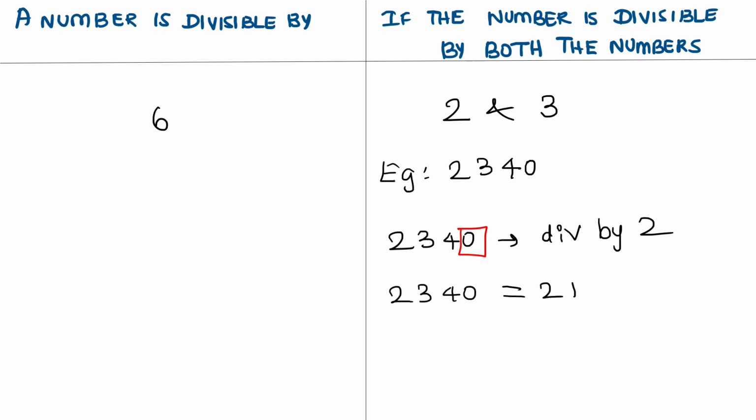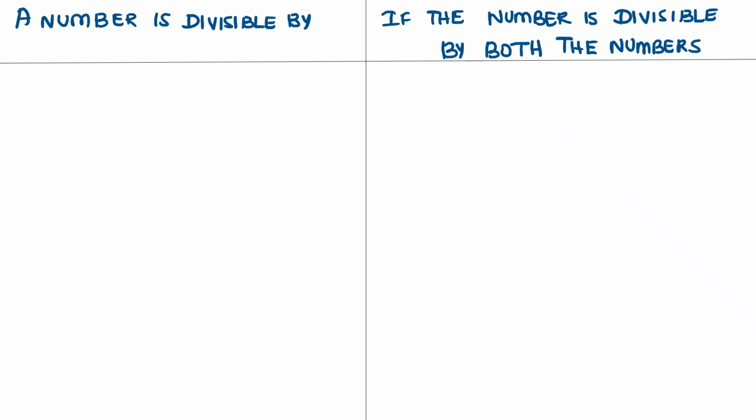In that case, for the divisibility rule of 3, we have to take the sum of the digits. 2 plus 3 is 5, 5 plus 4 is 9, 9 plus 0 is 9. So 9 is divisible by 3. Therefore 2340 is divisible by 3. So now I can come to the conclusion that 2340 is divisible by 6.